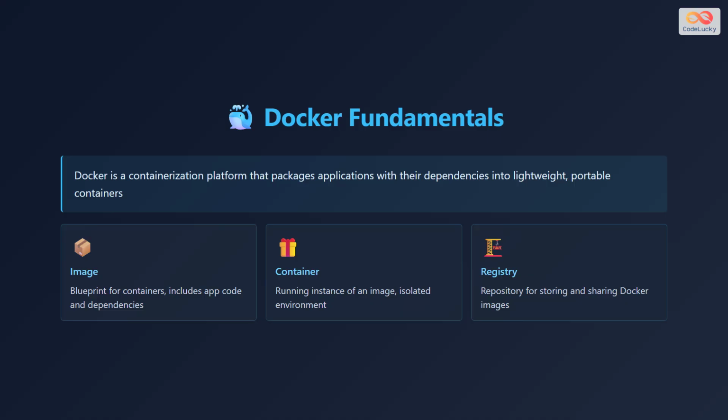Docker is a containerization platform that packages applications with all their dependencies into lightweight, portable containers. Think of a Docker image as a blueprint or template that contains your application code, libraries, and everything needed to run it. A Docker container is the actual running instance of that image. It's an isolated environment where your application executes. Docker registries are repositories where you store and share these images. The Docker ecosystem makes it easy to build once and run anywhere, whether it's your laptop or a production server.